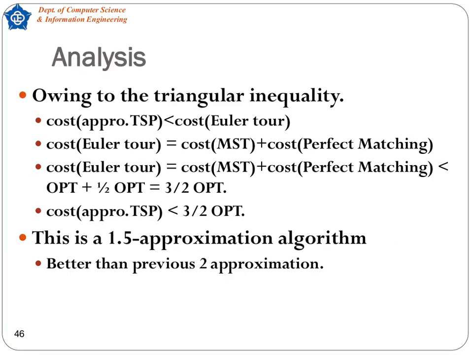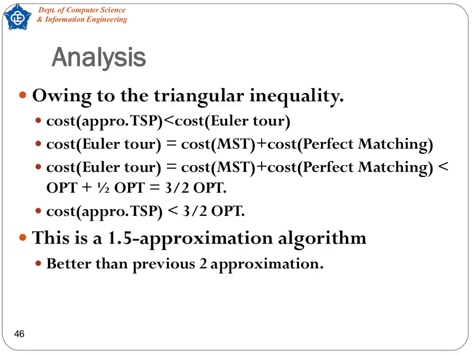Building on that matching bound, we now invoke the triangle inequality to show our approximate tour can never cost more than the corresponding Eulerian tour. In fact, the Eulerian tour's total cost splits neatly into two parts: the cost of the minimum spanning tree plus the cost of a minimum perfect matching on the odd degree vertices. Since the MST alone is never more expensive than the optimal TSP tour, and the matching can add at most half of OPT, the combined cost stays below 1.5 times OPT. In other words, cost of the approximate TSP tour is less than 3/2 OPT, giving us a 1.5 approximation algorithm, neatly improving on the earlier factor 2 approach.